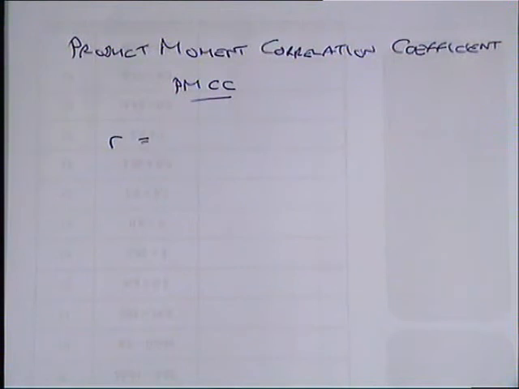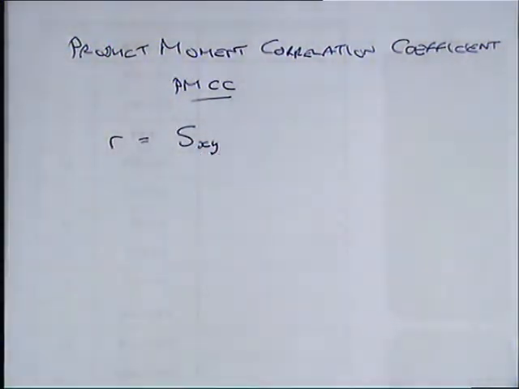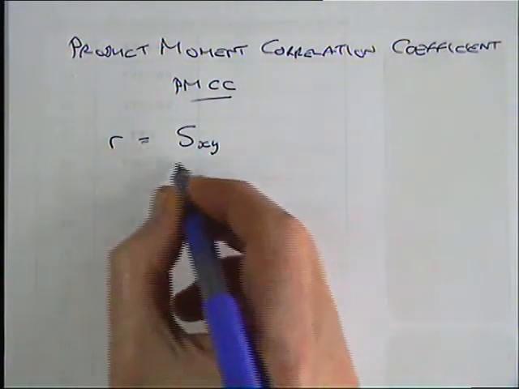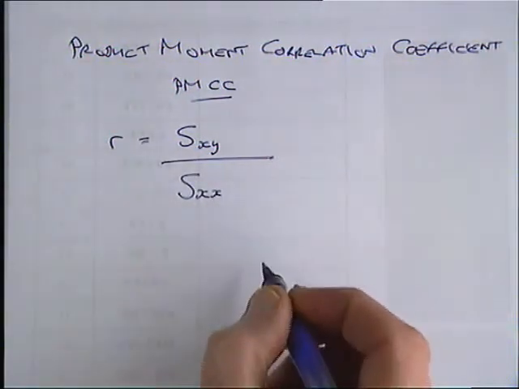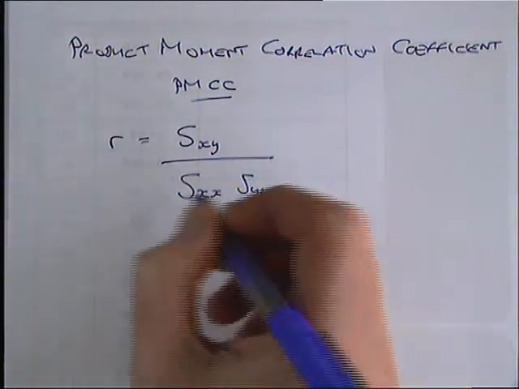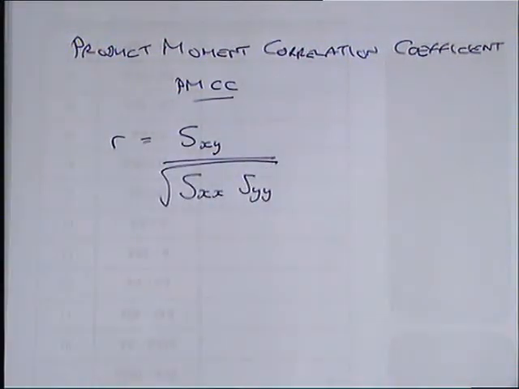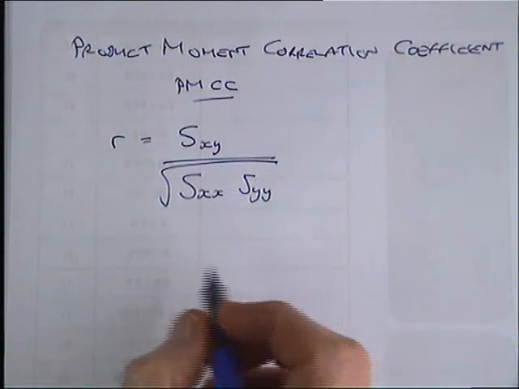The value is called r, and r is equal to Sxy over the square root of Sxx times Syy, with the bottom part of that fraction square rooted. You say, well, hang on, what are these things? Well, each of these has its own formula as well.